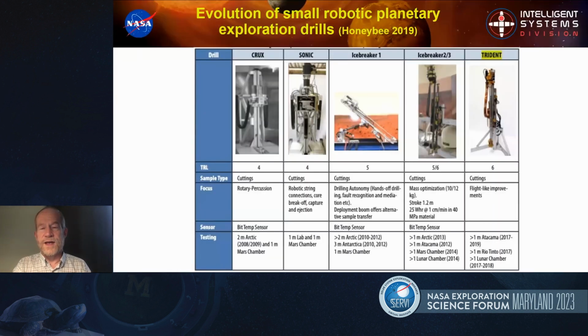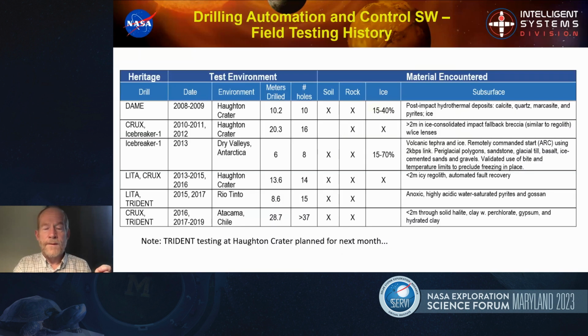And here's an example of several of these drills going all the way back to 2003 with the Dame drill, which isn't shown here. But these are some of Honeybee's drills. Icebreaker 1 went to Antarctica. We had several of these that have been tested in the Arctic at various locations, as well as lunar and Mars chamber tests. So next, please. And here is some listings going back at least to 2008.